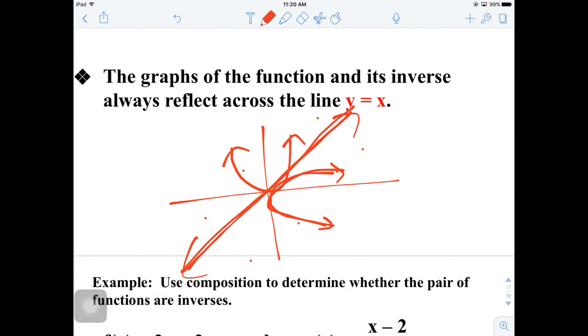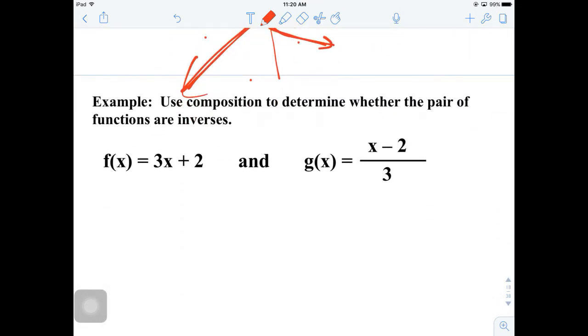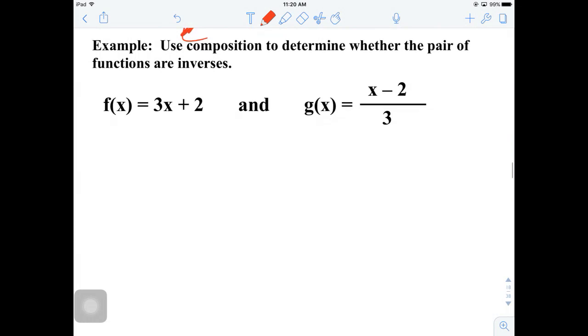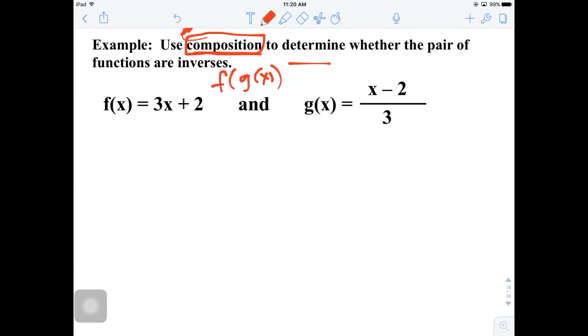But for right now, we're just going to be working with the algebra to show that two functions are actually indeed inverses of each other. So here are two functions. Here's an example to show. So we're going to use composition to determine whether the pair of functions are inverses. So whenever you see the word composition, you need to start thinking, well, I'm going to be using things like f of g of x. That's a function within a function. So that's what composition means, okay?